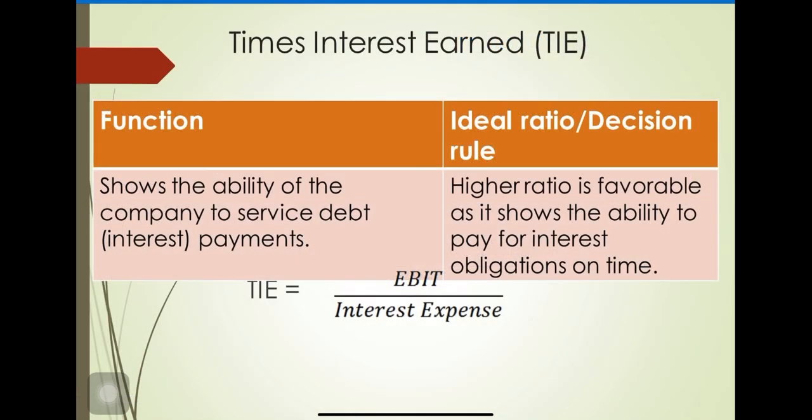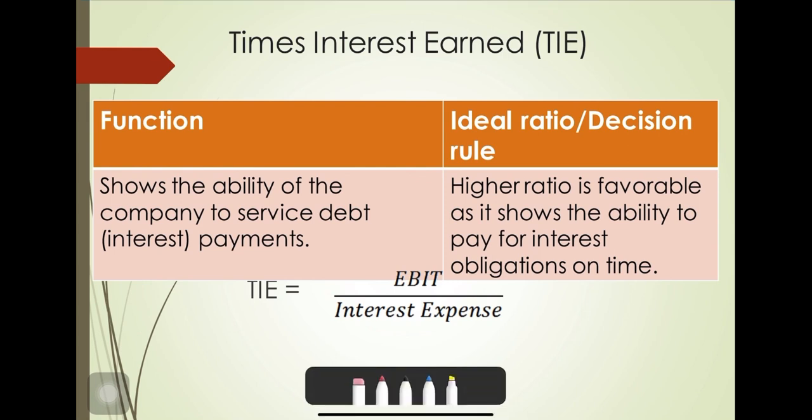And then the last ratio for the solvency ratio is the times interest earned. This one shows the ability of the company to service debts or interest payments, showing how well the company, or how many times the company, can pay interest. So the higher ratio is favorable, as it shows the ability to pay interest obligations on time.